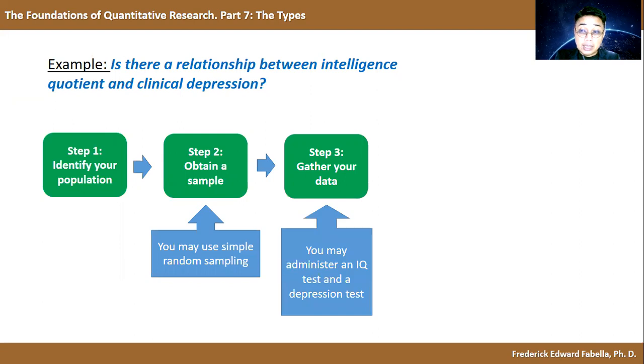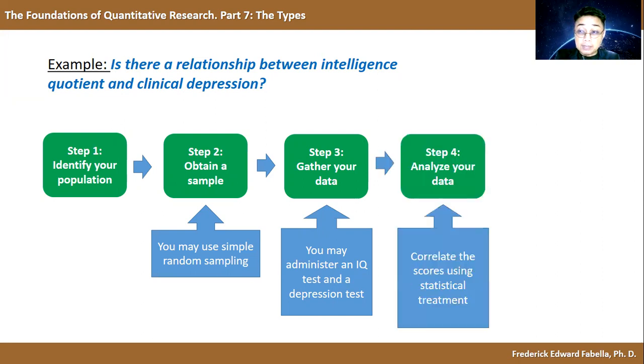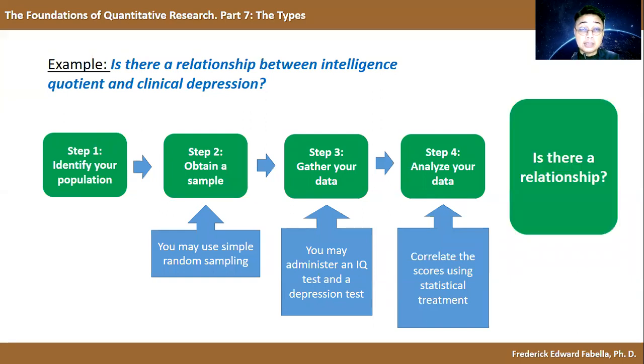and then you gather your data. How do you do that? On your sample, you administer an IQ test and a depression test. And then you analyze your data. You correlate the scores of the IQ test and the scores of the depression test using statistical treatment. And then you ask the question, is there a relationship? Okay, so this is an example of correlational design.